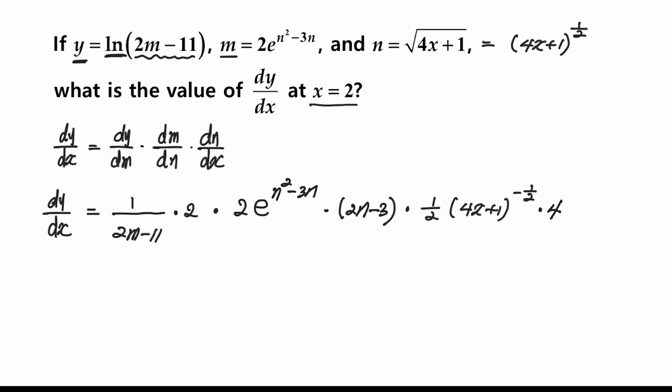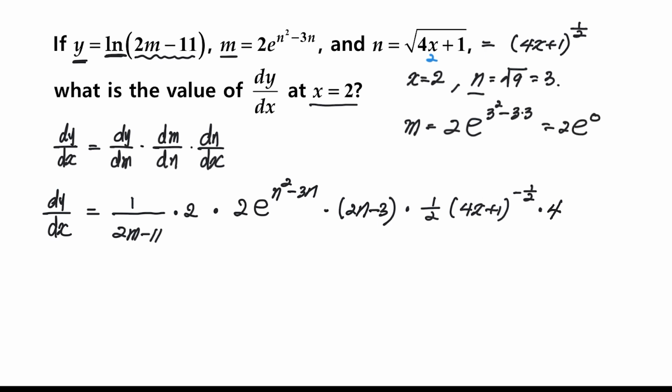2, right? So when x is equal to 2, what is the value of n? If we substitute 2 here, that's the square root of 8 plus 1, 9, right? So the square root of 9, that's 3. When n is equal to 3, what is the value of m? m is equal to 2 times e to the 3 squared minus 3 times 3. 9 minus 9, right? So that's 2e to the 0. This is equal to 1. So 2 times 1, that's 2. So when x is 2, n is 3, m is equal to 2.